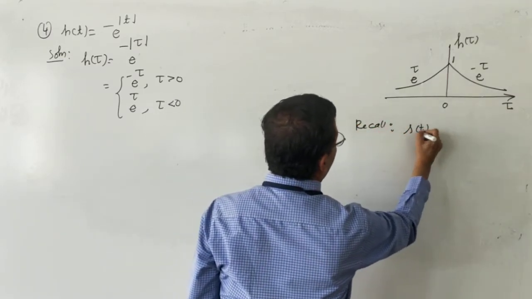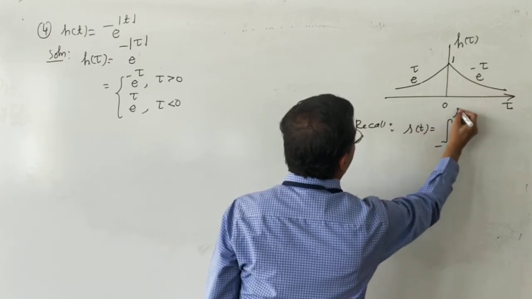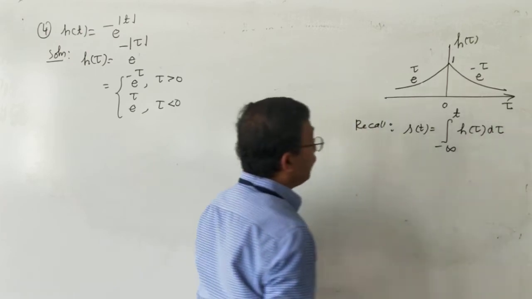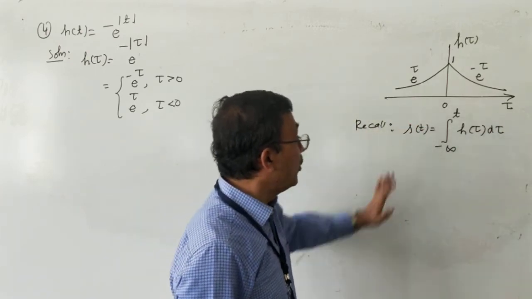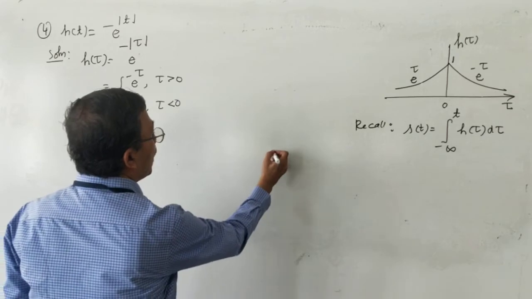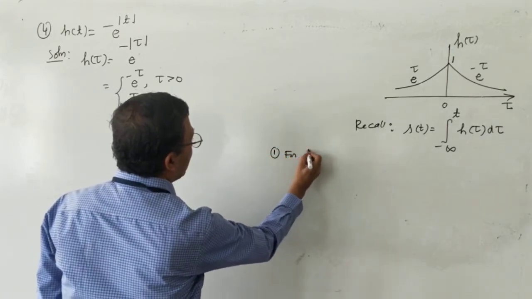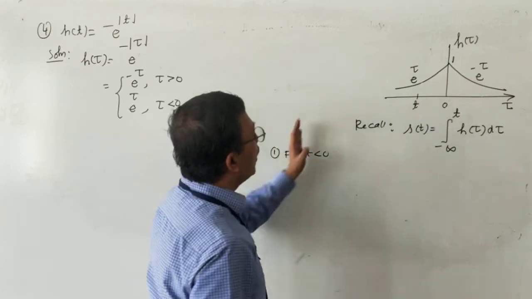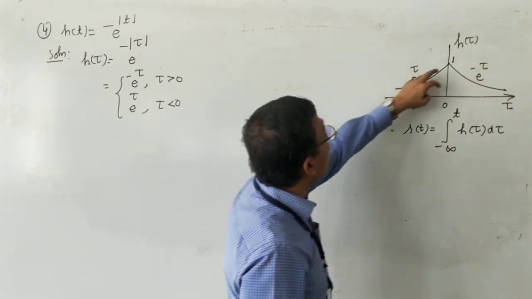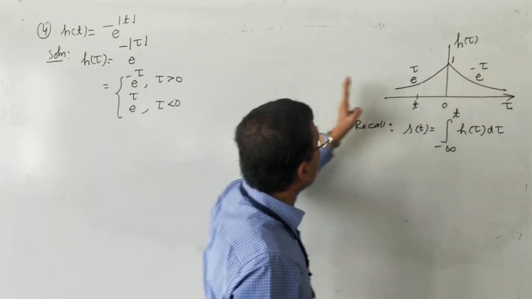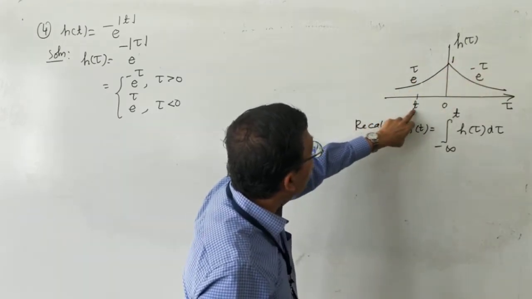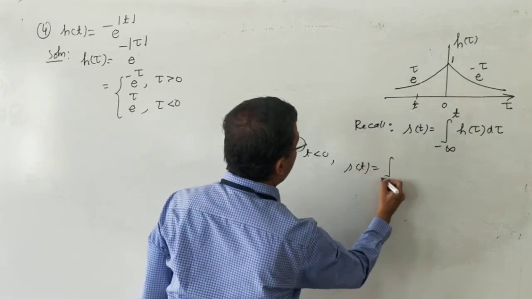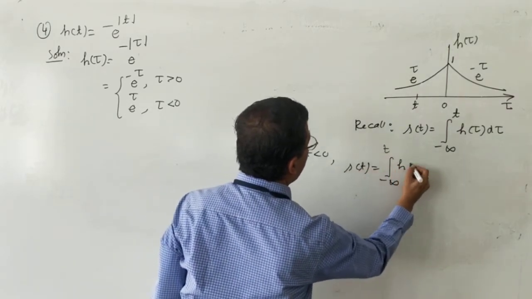Recall, step response S of t equals integration from minus infinity to t of h of tau d tau. For a continuous time system, it is integration, not summation. Please keep this in mind. First, I will take the case for t less than 0. For example, assume t to be at this point, t less than 0. That means you have to perform integration on this figure from minus infinity to t, t being negative.